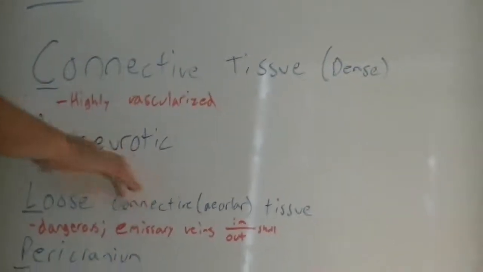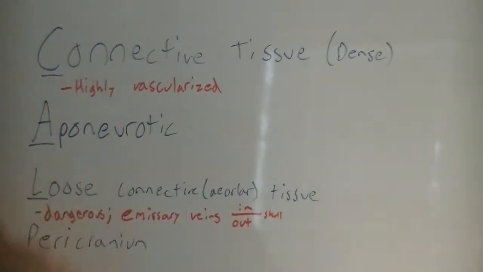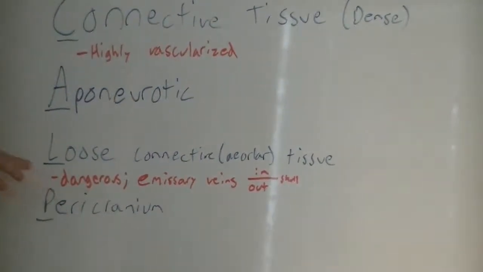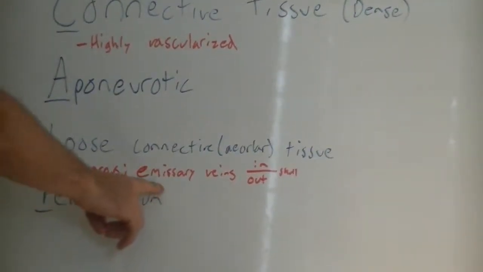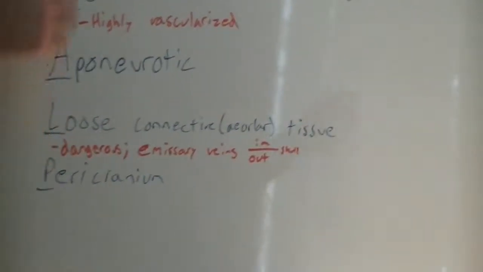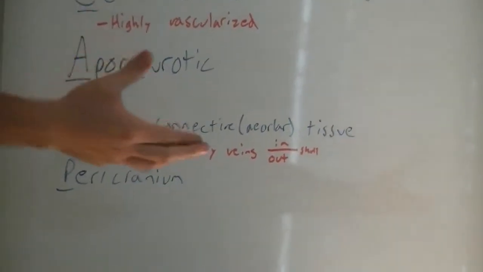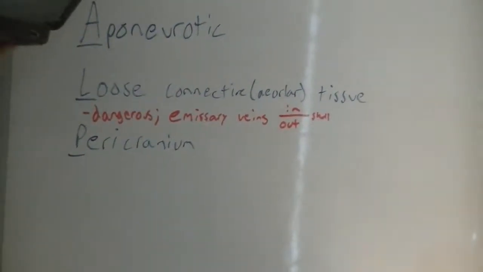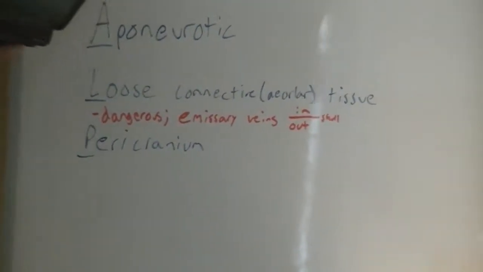You got the aponeurotic, which is just the sheet-like covering. You got the loose areolar connective tissue. This is the dangerous area because of the emissary veins. This is what's going in and out of the cranium, and that's why it can be dangerous. And of course, the pericranium is the last layer there.